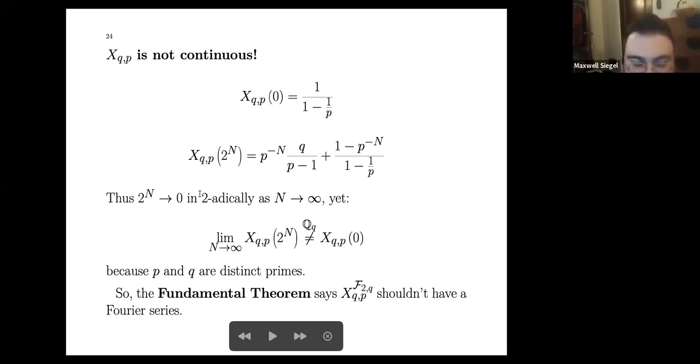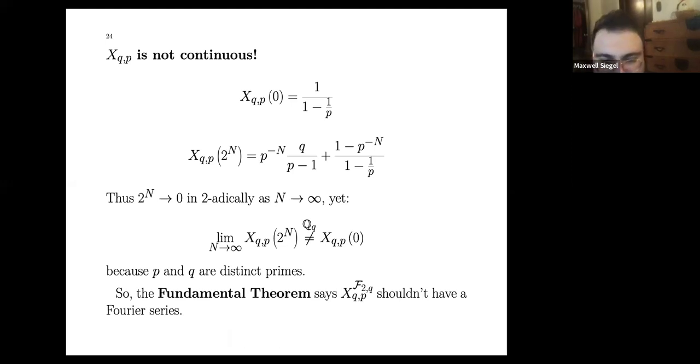Since 2 to the n tends to 0 two-adically, if this function was continuous, the limit as n goes to infinity of this would tend q-adically to that. However, because p and q are distinct primes, this won't ever converge. It'll just cycle around the unit circle indefinitely. So the limit here fails, and thus we don't have continuity.